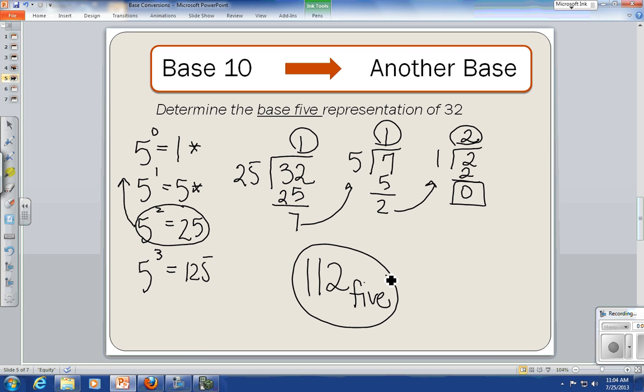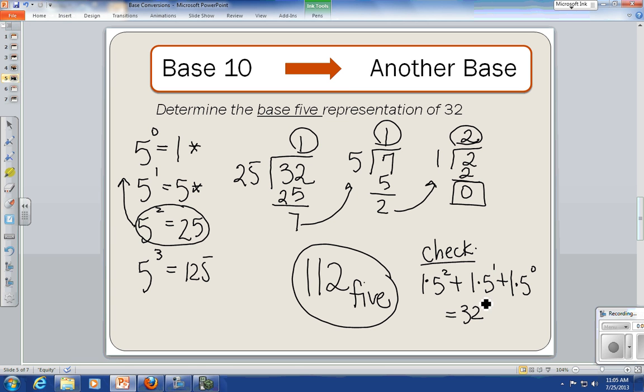Okay, so how could I check myself to see if I was right? Well, if you had 1, 1, 2 base 5, you can convert that to base 10 like we did on the slide before. You expand it out: 1 times 5 squared plus 1 times 5 to the first plus 1 times 5 to the 0. If you multiply that out, you get 32. That's your check to be sure that you're right. But your answer is 112 base 5.